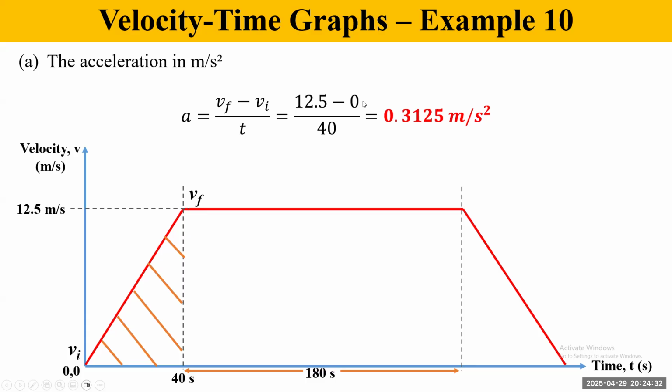So it's 12 minus 0, because 0 would have been initial, divided by 40. So this section would have been your accelerated section, and you get your acceleration. After you get your acceleration, right, what else do they want?